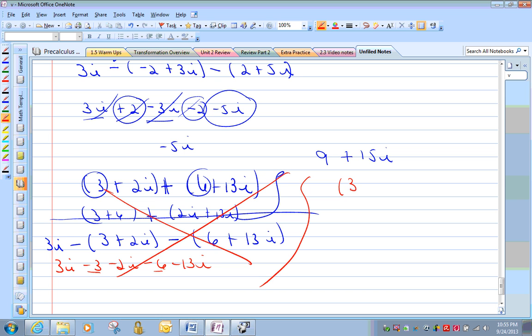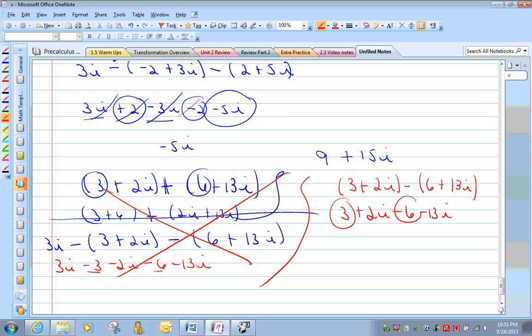This is just 3 plus 2i minus 6 plus 13i. It's getting way off track. All right, so again, we're going to distribute the second negative. So we have 3 plus 2i. It'll be minus 6 minus 13i.